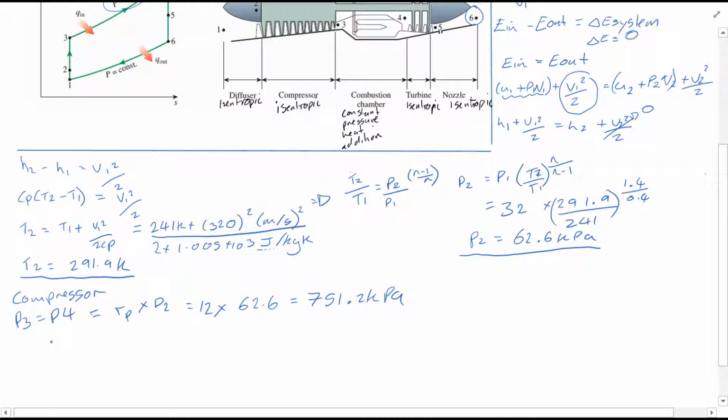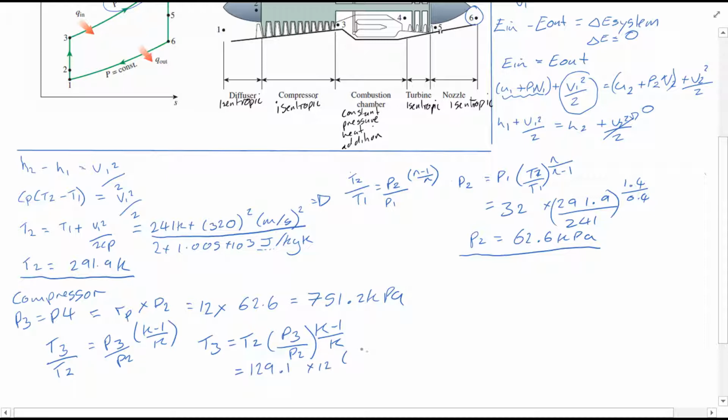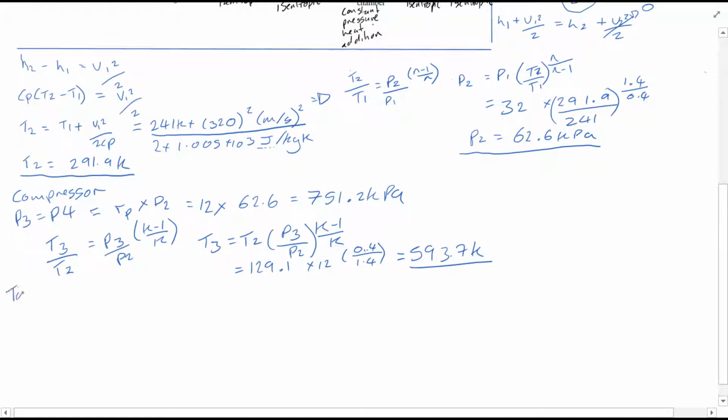Of course, we can use the equation given in the datasheet. T3 over T2 is equal to P3 over P2 to the power of (K minus 1) over K. And you can rearrange this to find T3 is equal to T2 times (P3 over P2) to the power of (K minus 1) over K, and subbing in those values will give you an answer of 593.7 for T3.